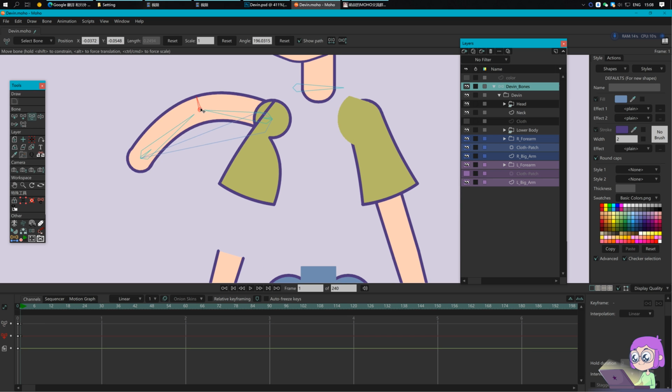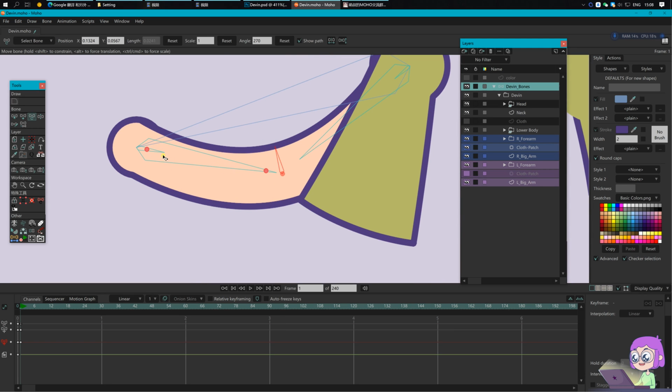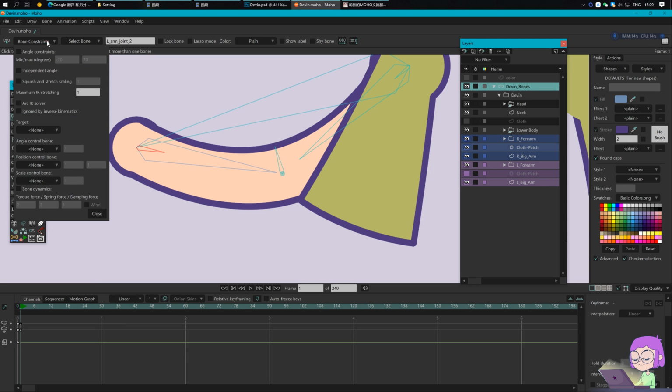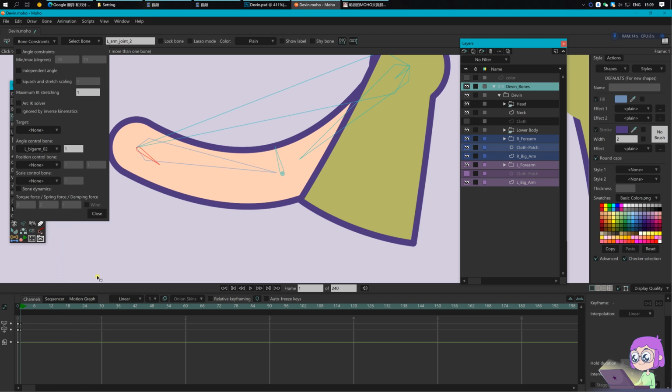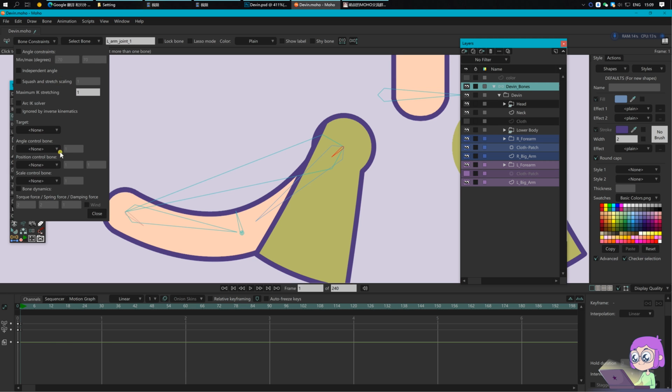Look closely at the elbow joint. The shape of the elbow joint is misaligned. Click on the bone of the elbow joint and set the angle control bone as its parent. This fixes the shape of the elbow joint. The shoulder joint is the same way.